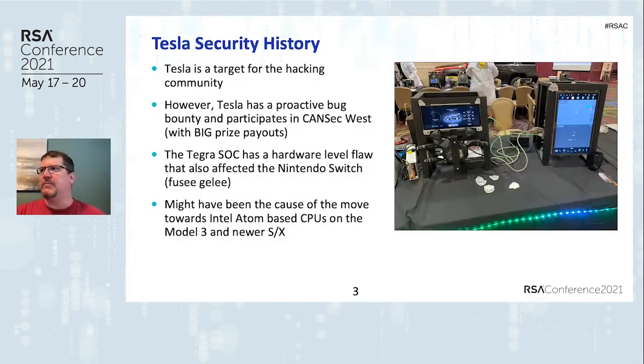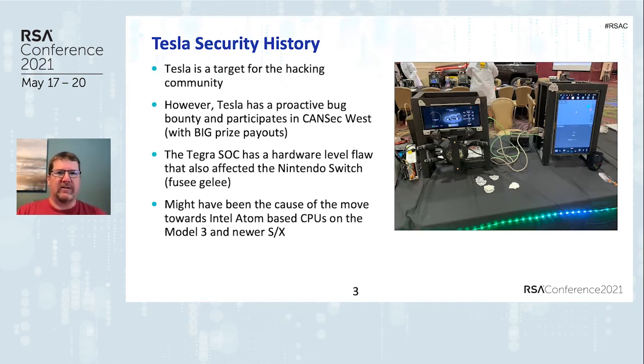So Tesla is a big target for the hacking community. This is a picture taken at the car hacking village at DEF CON a couple of years ago. They're also a very proactive security company. They've got a good bug bounty program. They participate in CanSecWest with big prize payouts where they actually give away a Model 3.